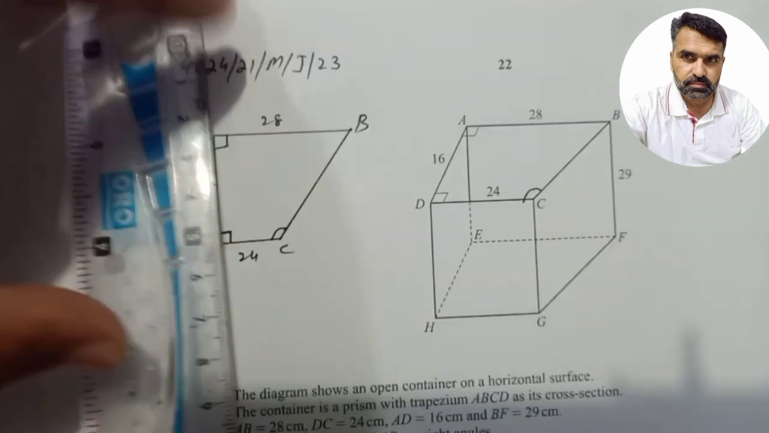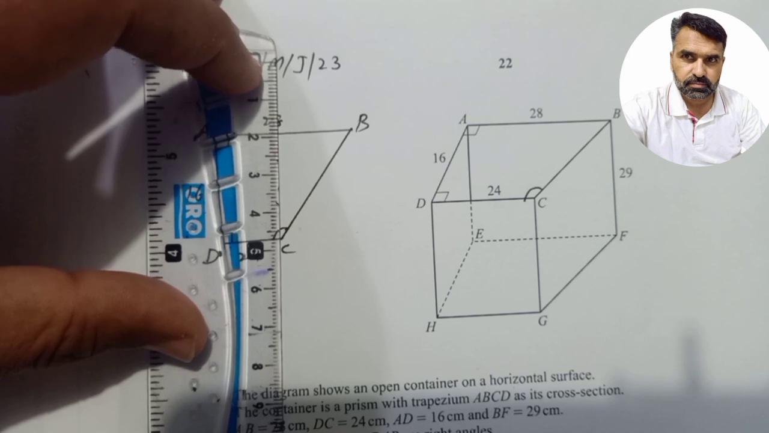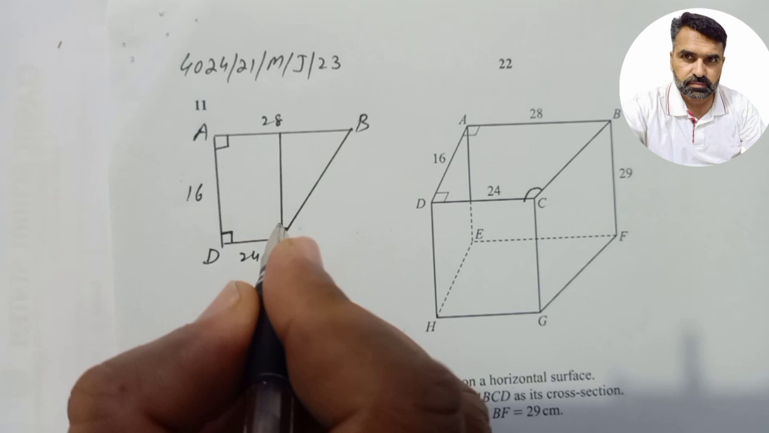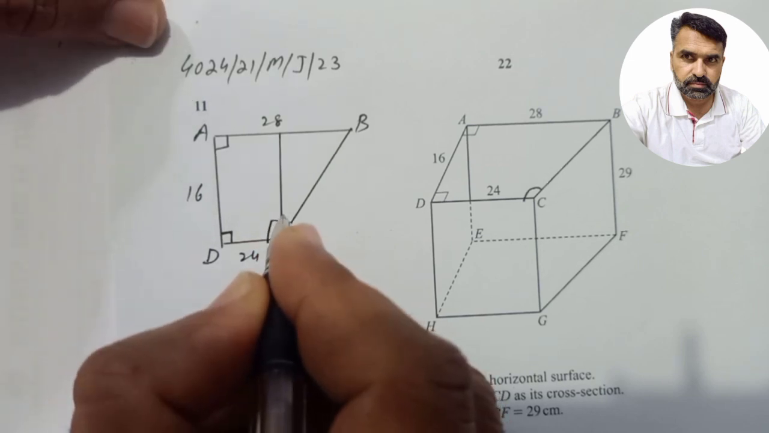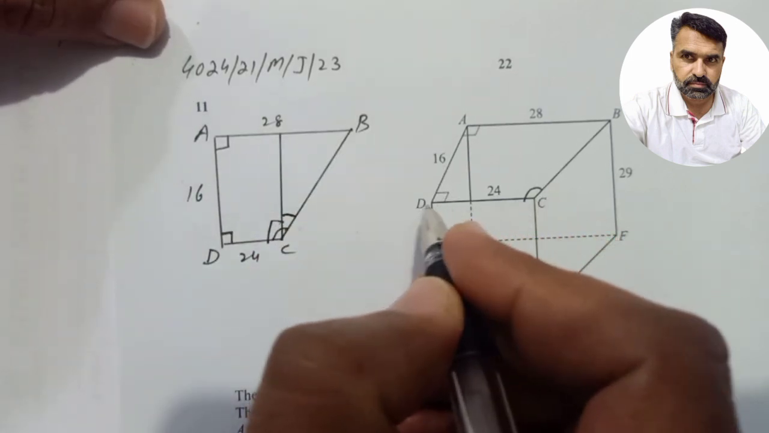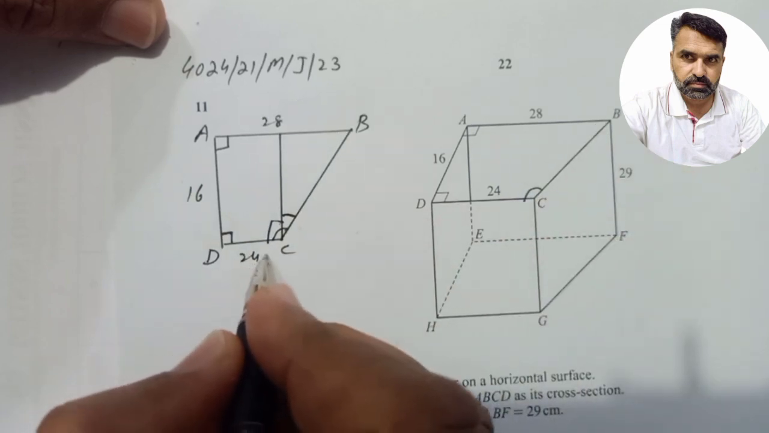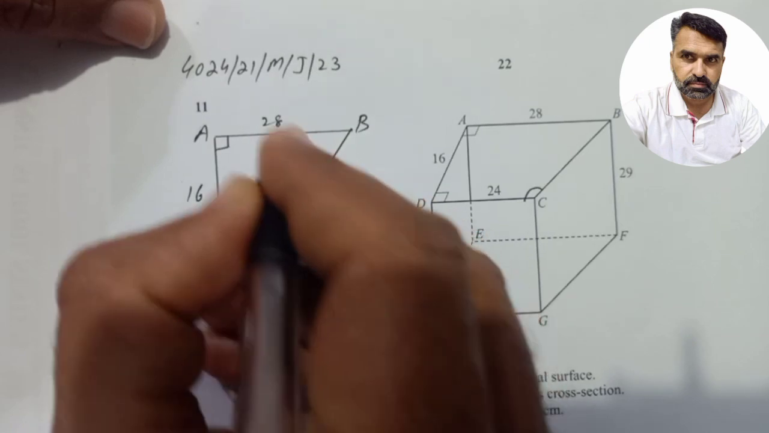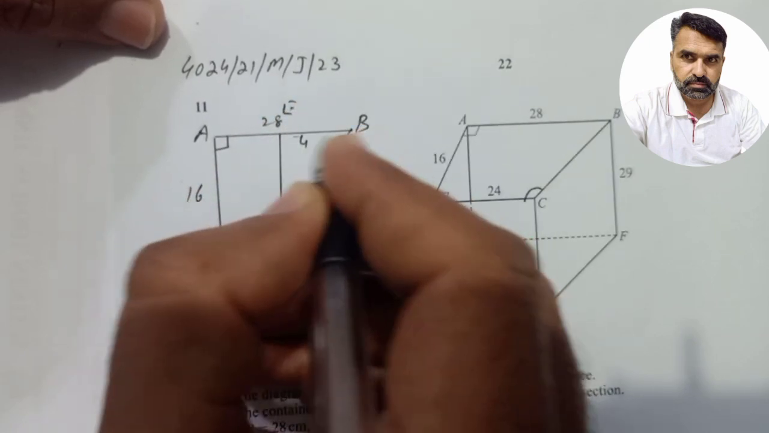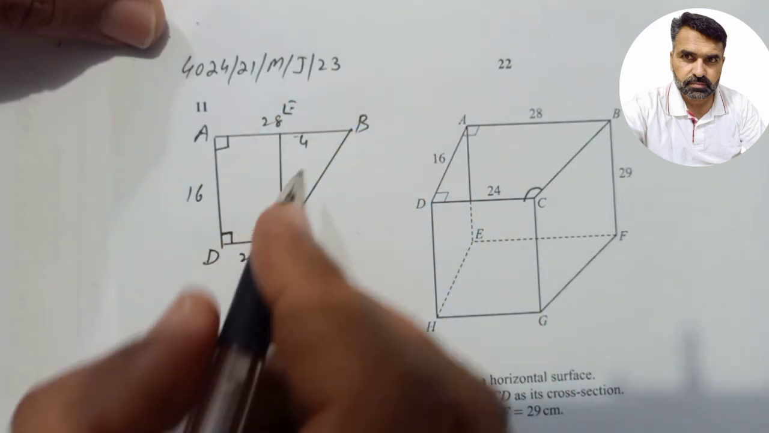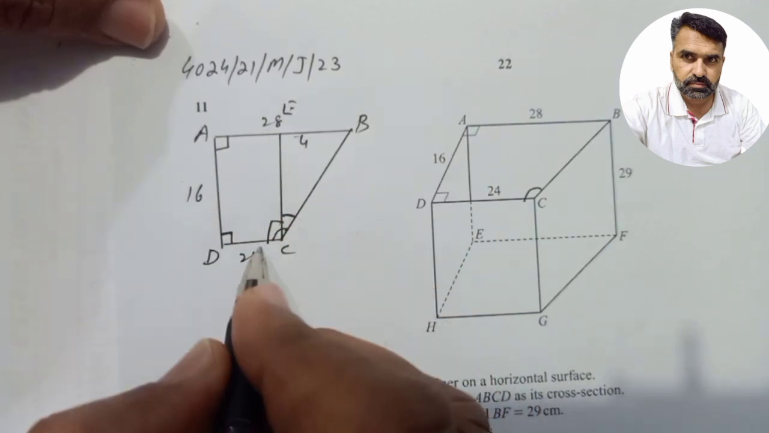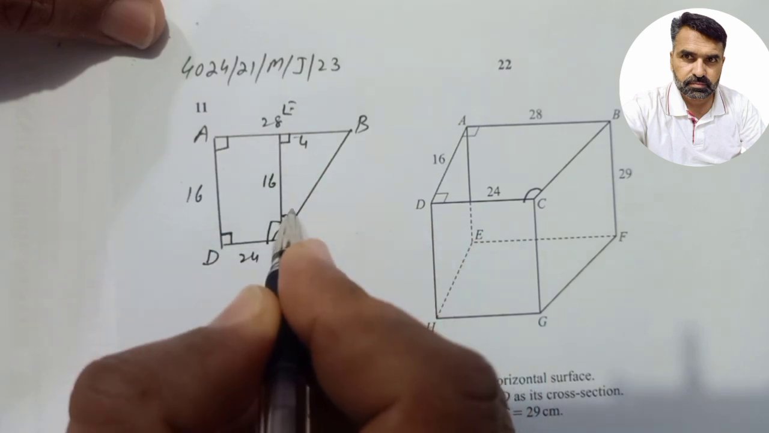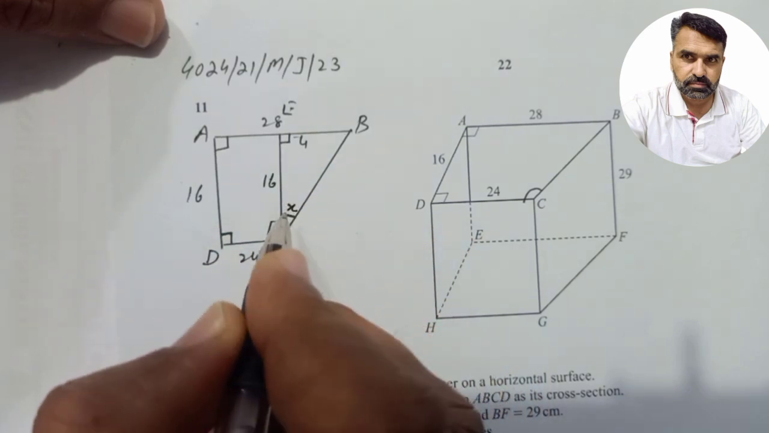If I draw the line from here in this way, this angle is a right angle, and if we find the value of this angle, then we can find the value of angle DCB. This is 24 and this complete line is 28, so I can name this point E. EB will be 4 because 28 minus 24, and this line is 16, and this is a right angle. We can find this angle easily. I can name it as X.